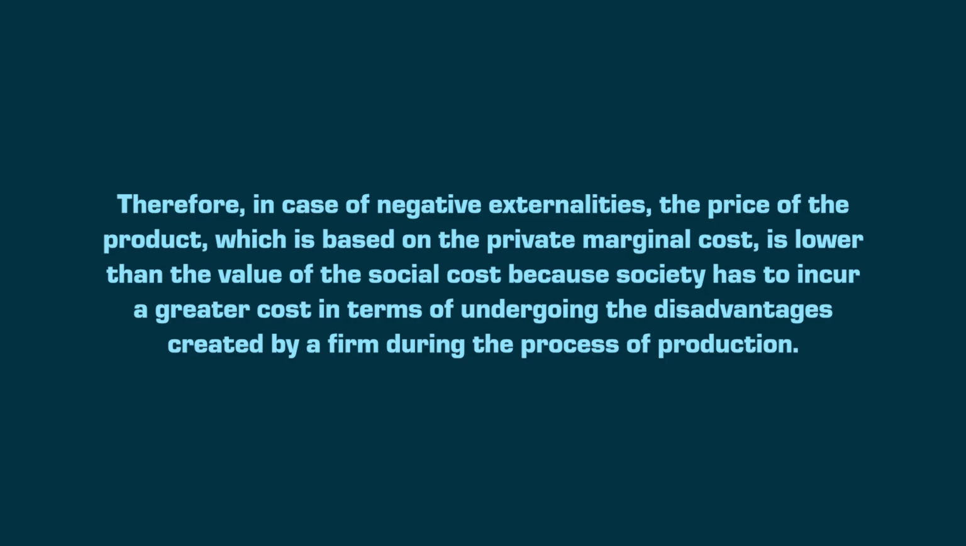Similarly, when a firm creates negative externalities, the private marginal cost is lower than the social cost because the firm does not have to take into account the disadvantages or the negative effects of its activity on the other members of society. Therefore, in case of negative externalities, the price of the product, which is based on the private marginal cost, is lower than the value of the social cost because the society has to incur a greater cost in terms of undergoing the disadvantages created by a firm during the process of production.